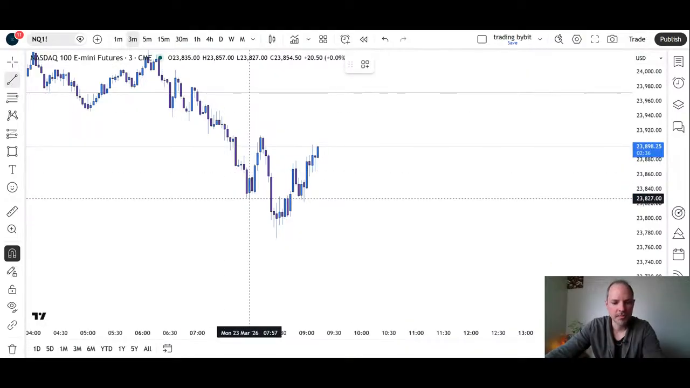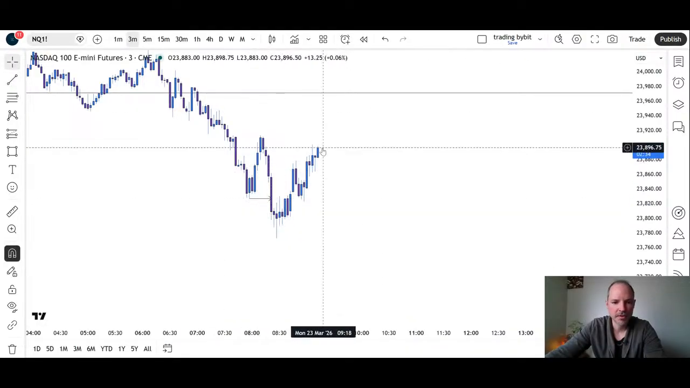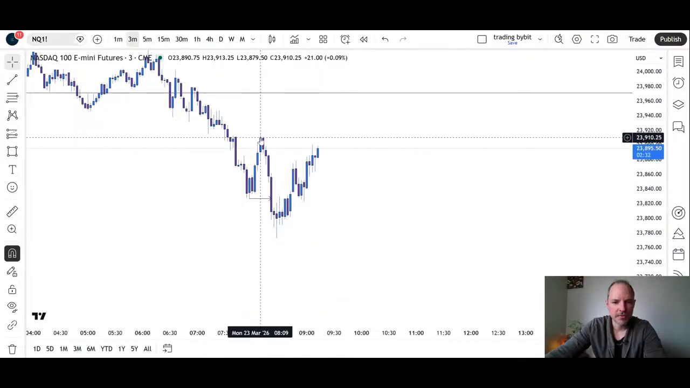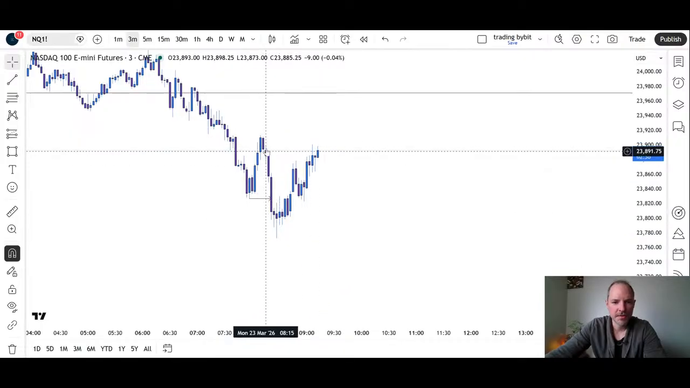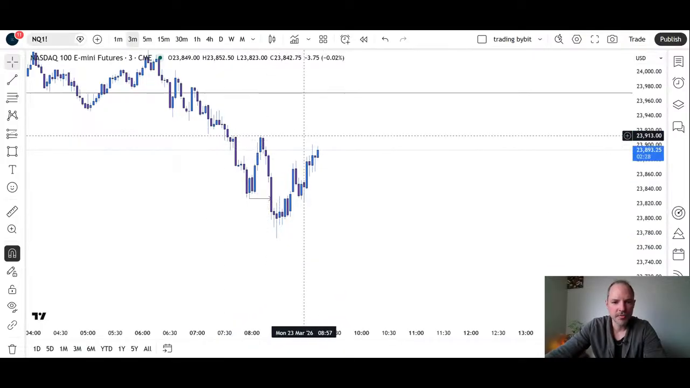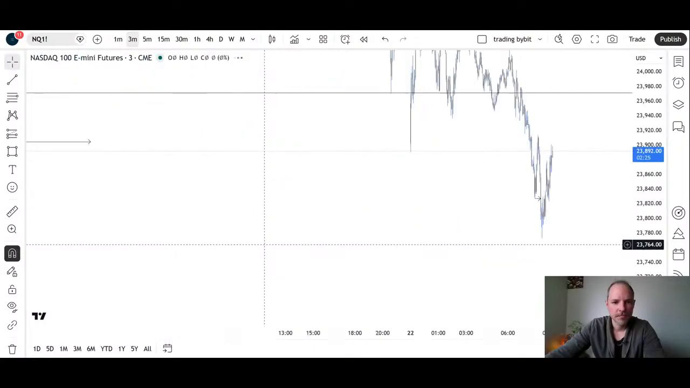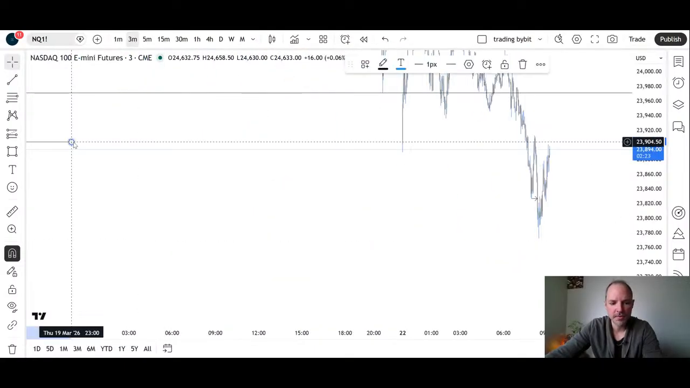So on a lower time frame, what did we do? We made a small break of structure right here. We came back, so this is our retest off of it. Now I want to see, do we act or do we continue? Just because most of the liquidity right here has been taken.